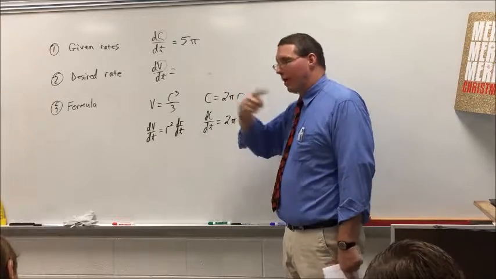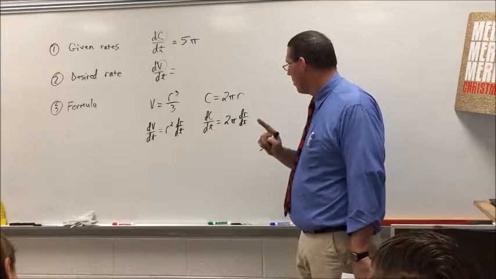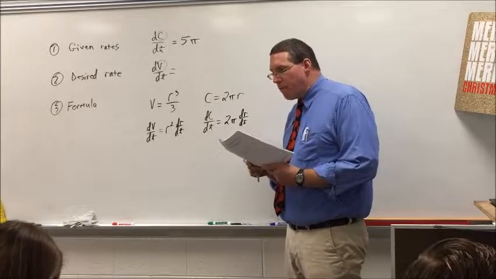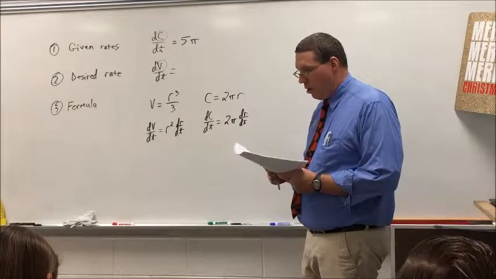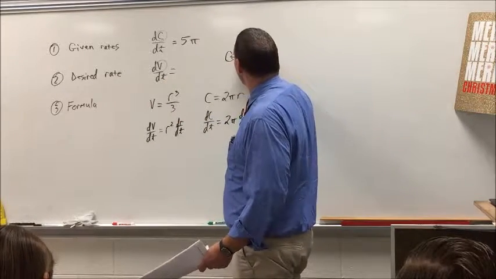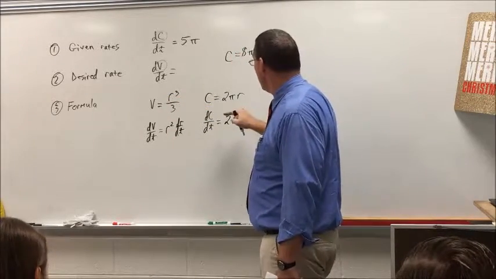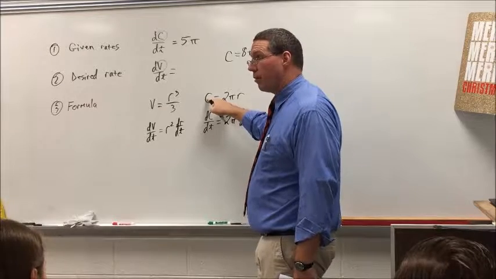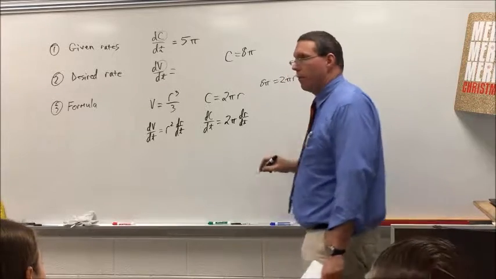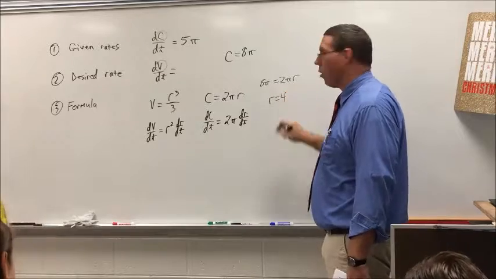This goes really well with the other video I put on right before this, because that was also implicit differentiation. All right, now it says when the circumference is 8 pi, what is dV/dt? So you plug in 8 pi for circumference, right here. So 8 pi equals 2 pi r. What will that give us? 4. So r is equal to 4.